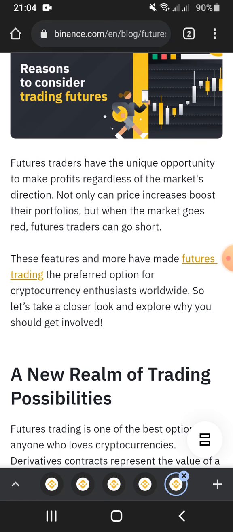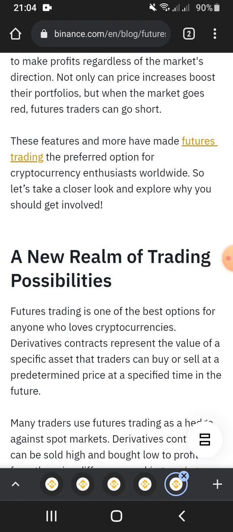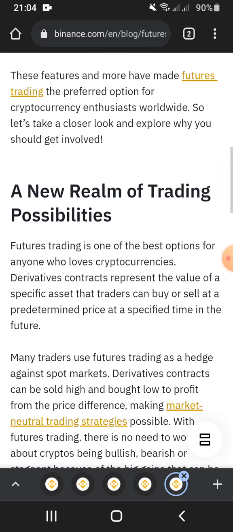So these features have made futures trading the preferred option for cryptocurrency enthusiasts worldwide. As a new user or as a crypto holder, you want to consider some of these major key points that we're currently looking at.